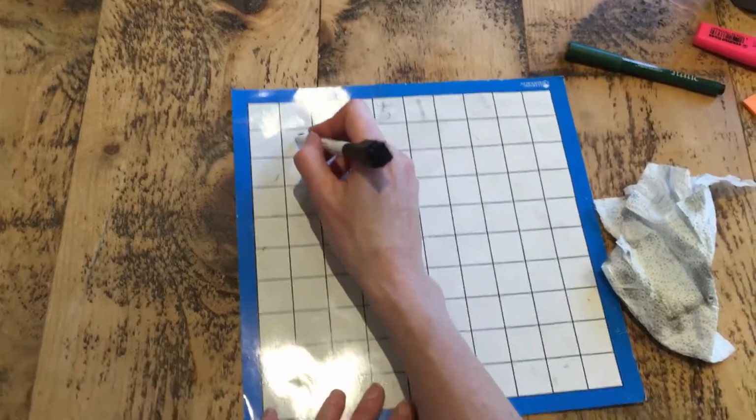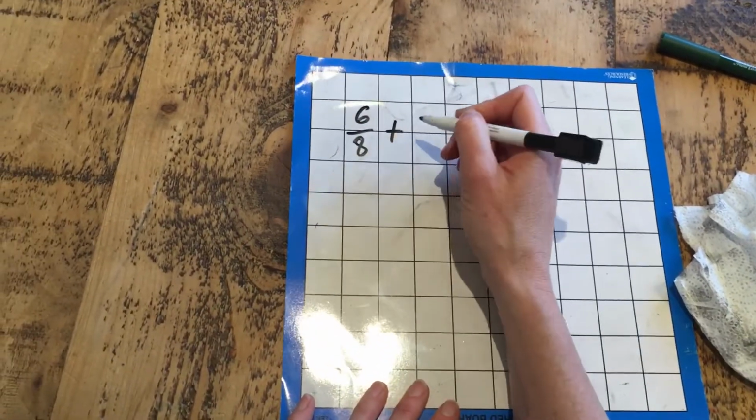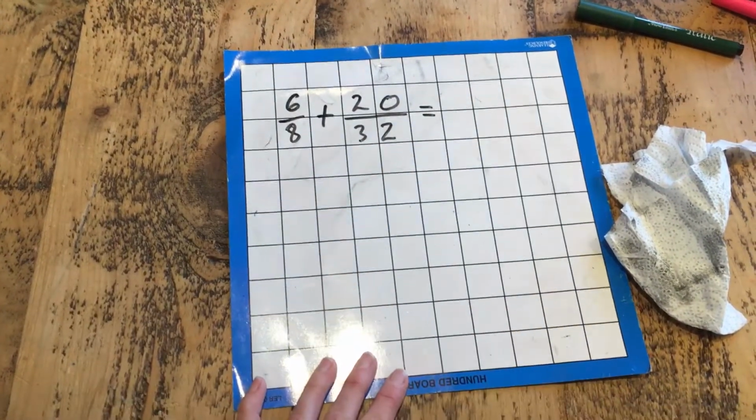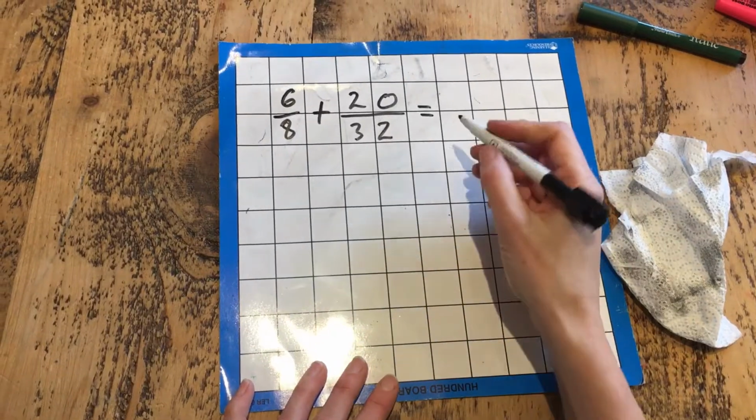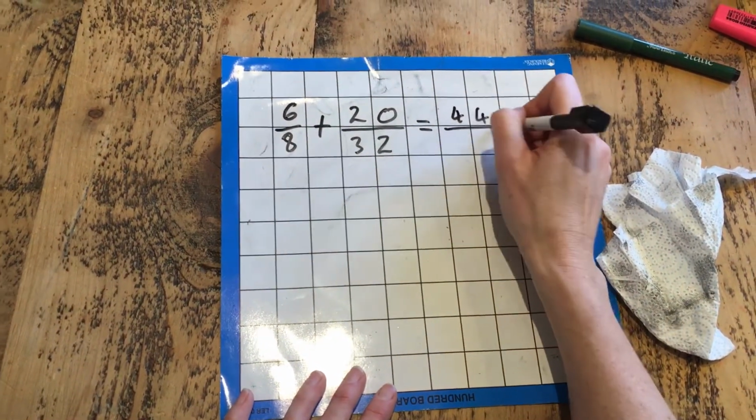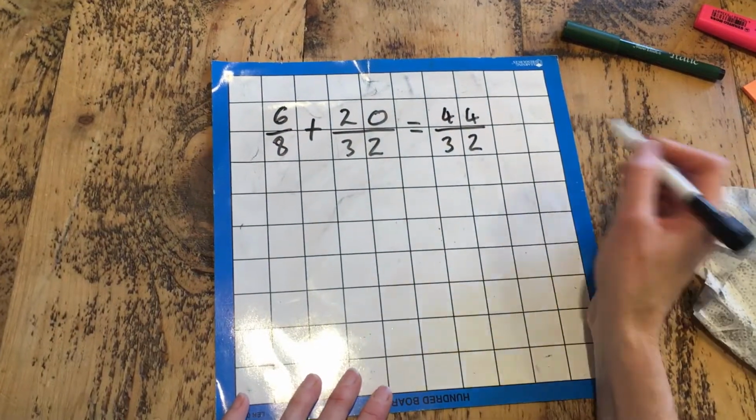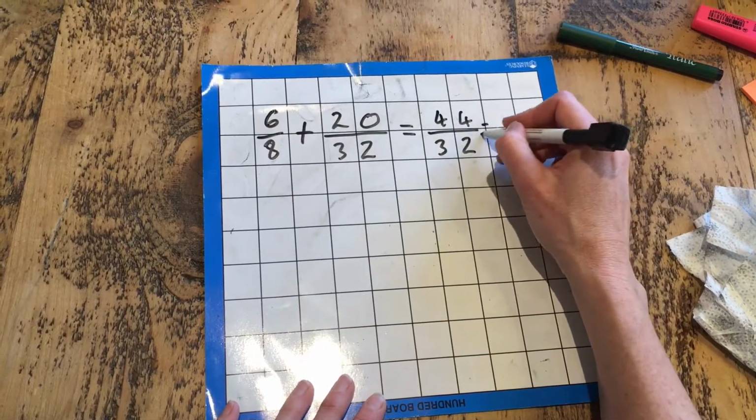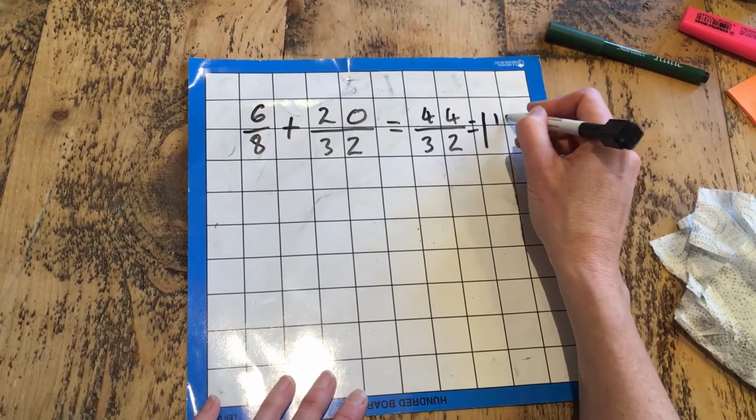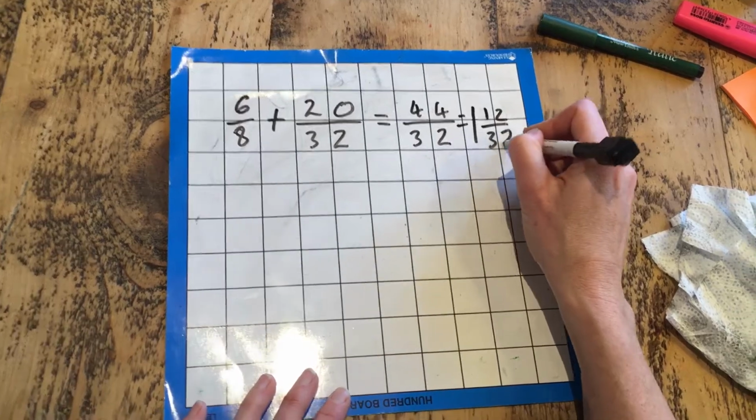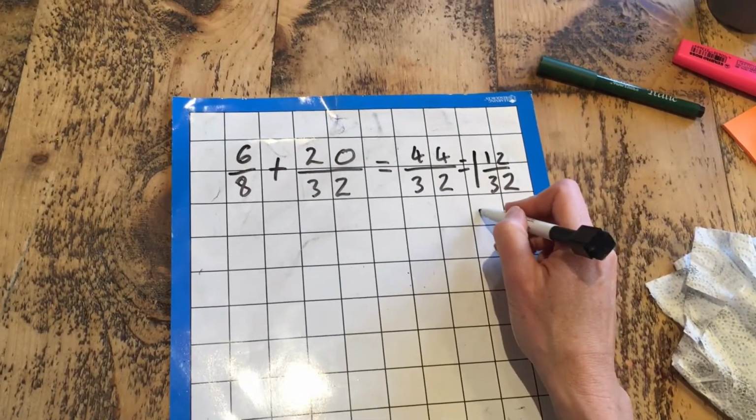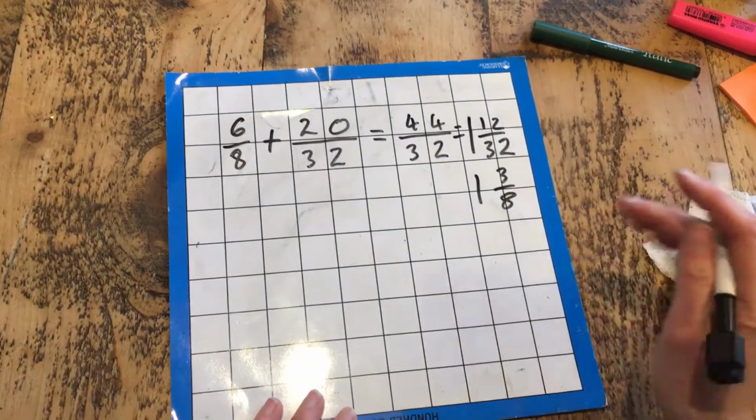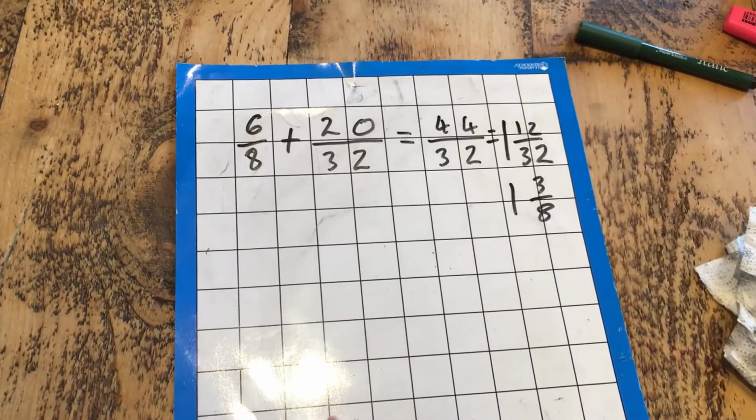Next we're going to do 6/8 plus 20/32, which gives you 44/32. The problem with that is it's an improper fraction. So we need to take 32 of these 44 to create one whole, leaving us with 12. And we can simplify that again to 1 3/8. If you got that, it's still right, but that would be even better.